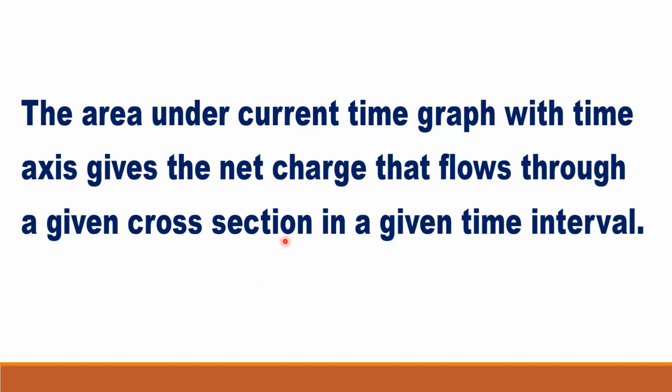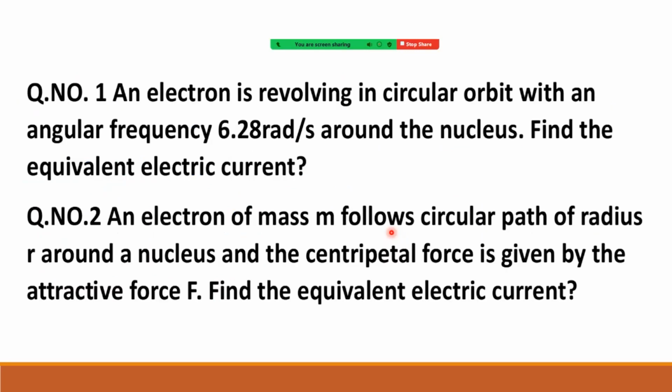Right, we have one more point. The area under the current-time graph with the time axis gives the net charge that flows through a given cross section in a given time interval. Okay, right. Now see problems. See the first one. An electron is revolving in a circular orbit with an angular frequency of 6.28 radian per second around the nucleus. Find the equivalent electric current.